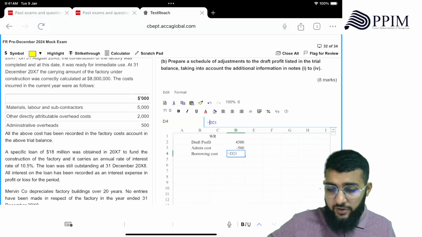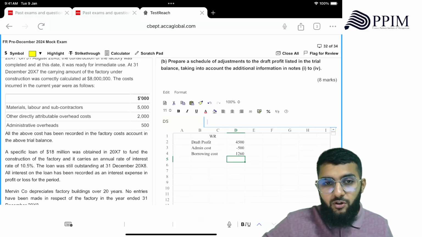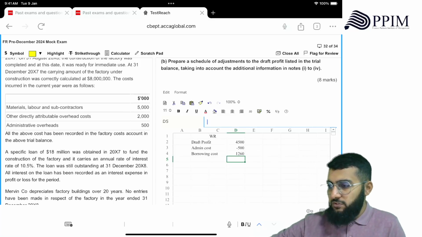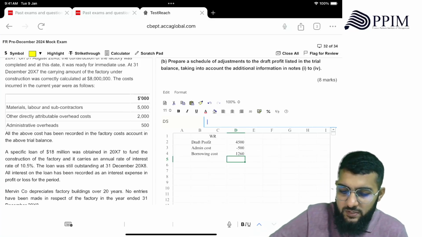You are correct. We have to add that. Why? Because we have already recorded in full. So we have to reverse that 1260, which is going to be the borrowing cost. What's the working reference?